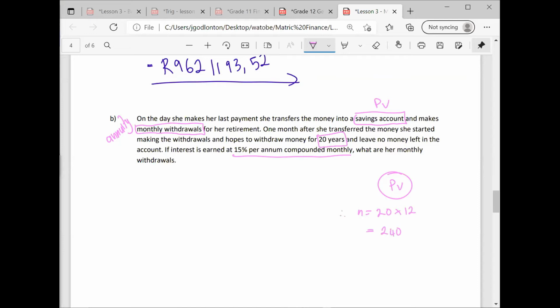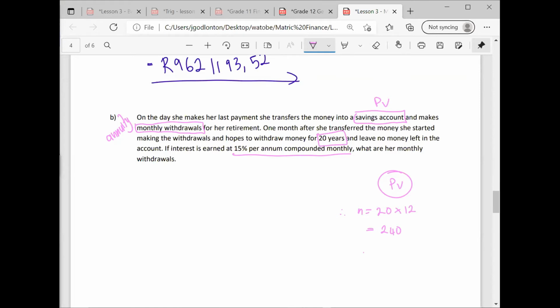First thing, great. And remember, if you write these values on the side, even if you make a big mistake when you substitute them in, you will still get marks. So it's in your best interest. Your I value is 15% compounded monthly. So we're going to divide it by 12.